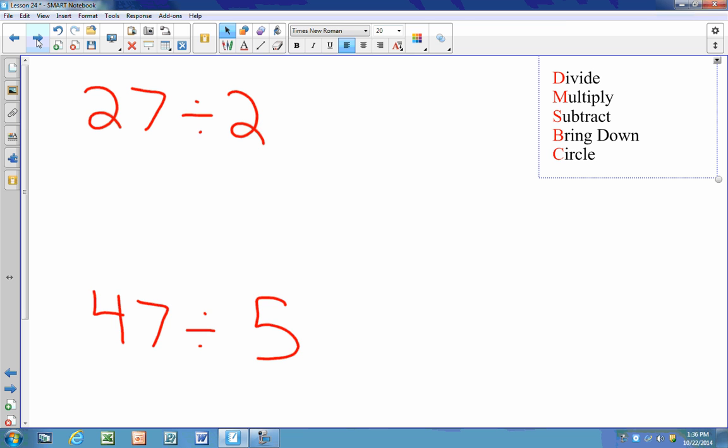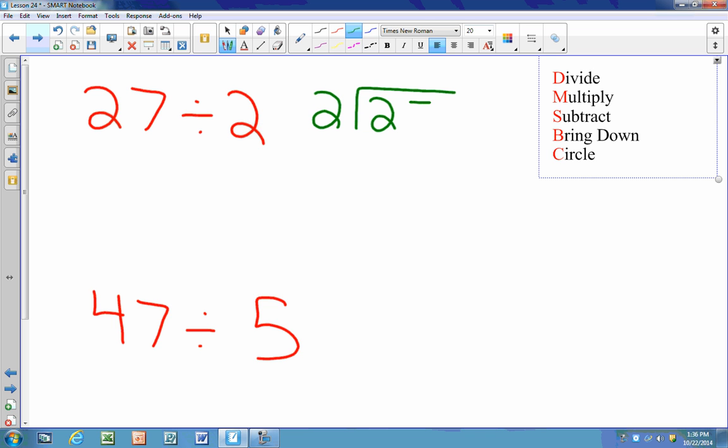Let's do some more. We have right up in the corner the divide, multiply, subtract, bring down, and circle. So we're going to set ourselves up. This time there's something that's going to be a little different. So we set up our problem, and here's our problem, and we ask ourselves to divide first. How many times can 2 go into 2? It goes in once. 1 times 2, sorry, we divided. And then we now multiply, and 1 times 2 is 2. And now we subtract. And now we bring down. And now we circle.